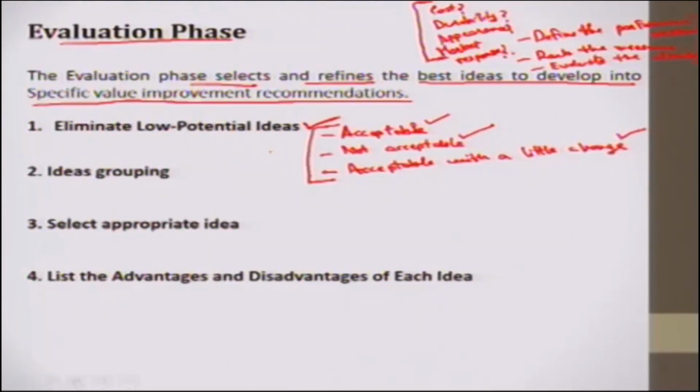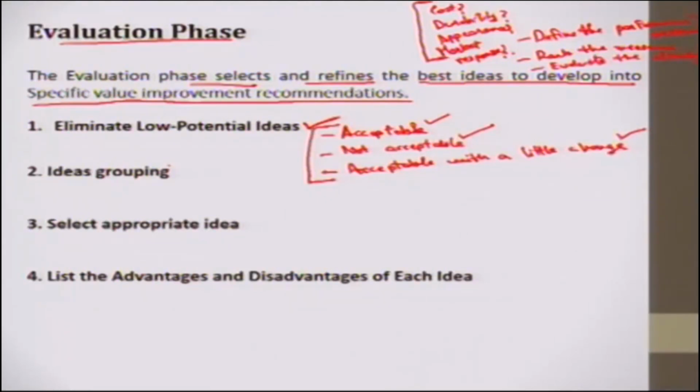So these acceptable ideas appear to be feasible and have a relatively high probability of success. The low potential ideas are those which are not acceptable, that is the ideas will have little or no potential at this time. So acceptable with a little change is kind of a maybe this will be selected or maybe not. These ideas have potential, but they appear to need additional refinement or work before they can become the final proposals.